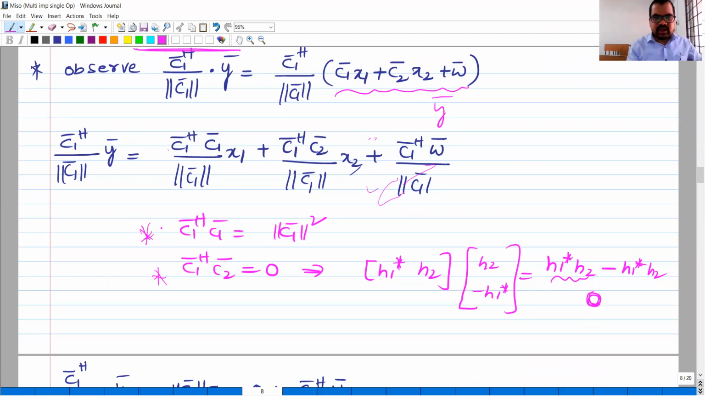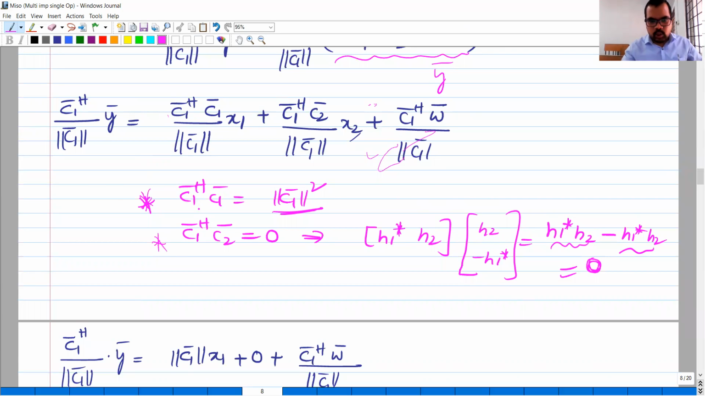Now here it consists of some properties. C1 Hermitian C1 is equal to the square of C1 norm, and C1 Hermitian C2 is equal to 0. We can see here this is C1 Hermitian and this is C2, and the resultant vector value is 0.